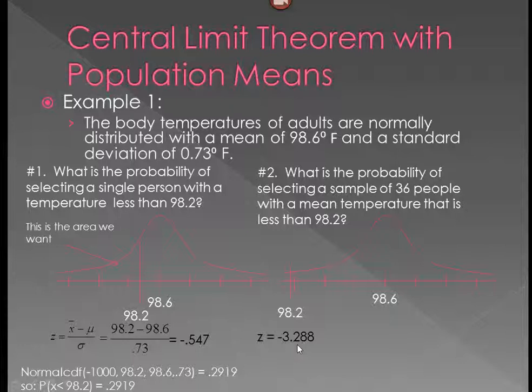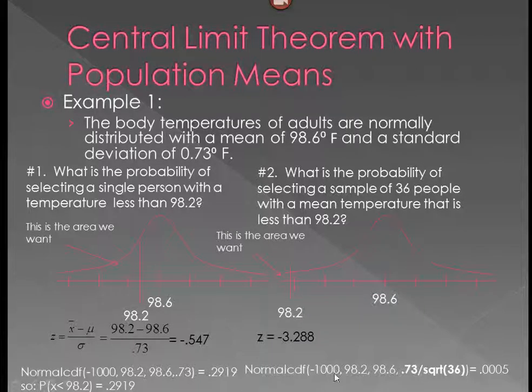The big difference here is simply what we're dividing by. In this problem, we divided by 0.73. Over here, when I calculated the z, I divided by 0.73 over the square root of 36. This moves this value further to the left, meaning there's going to be less probability because we have less area.